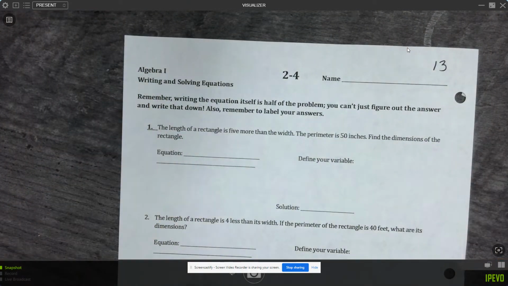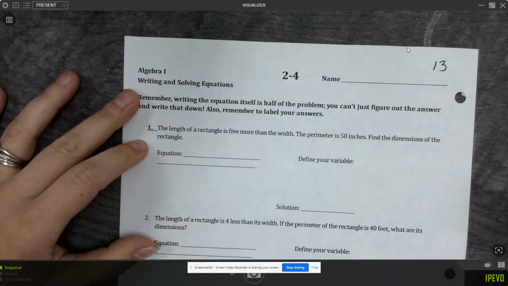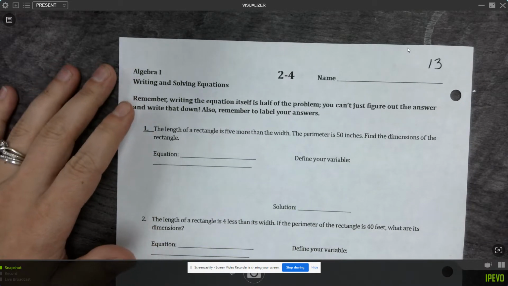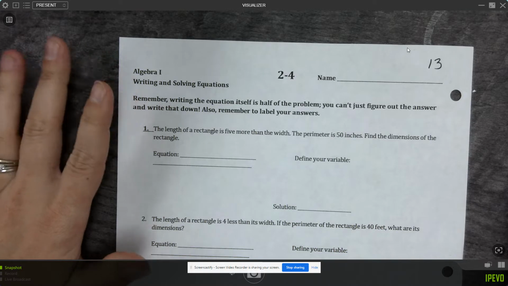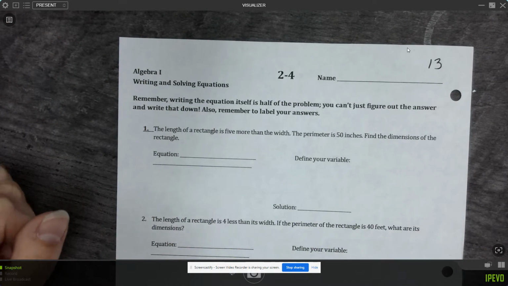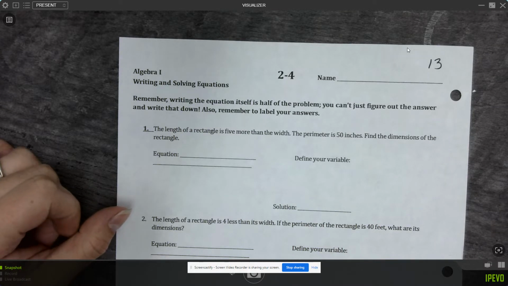Once you are, in fact, in this location, we're going to talk about problem number 1 together. In this lesson, you are going to have word problems. You're going to have 2 types of word problems that you're going to deal with. In this first video, we're going to look at the first type. So the first type is going to be dealing with some rectangles.